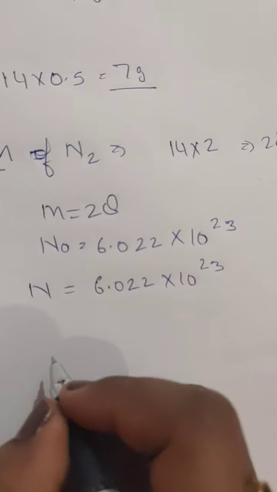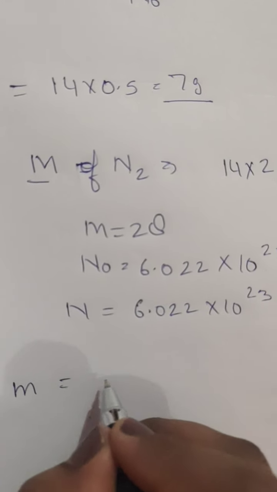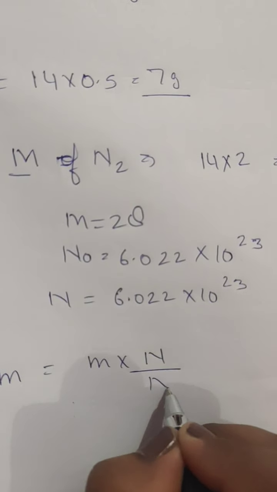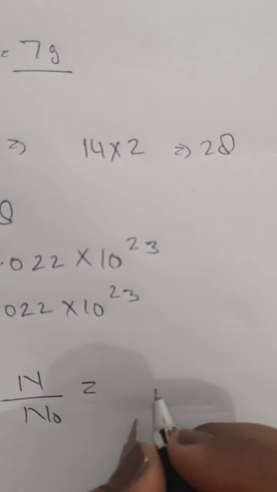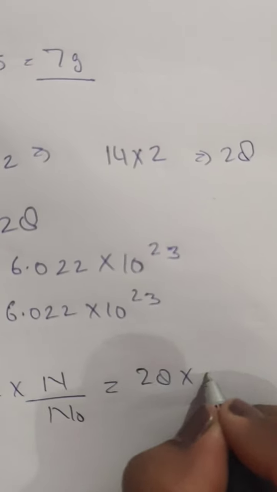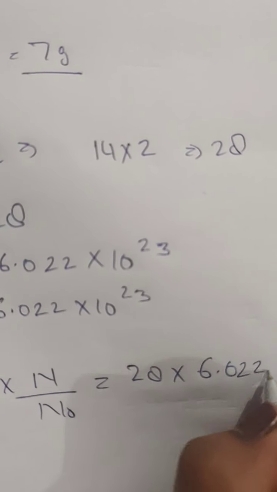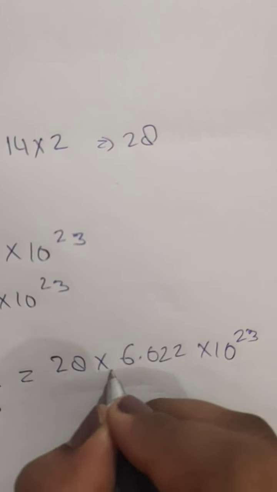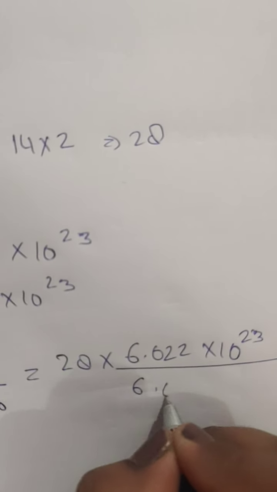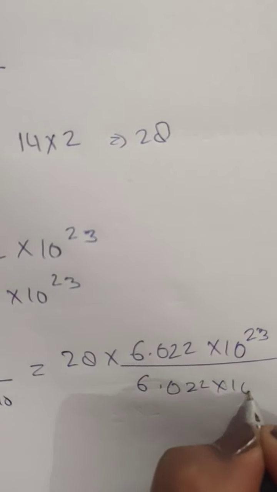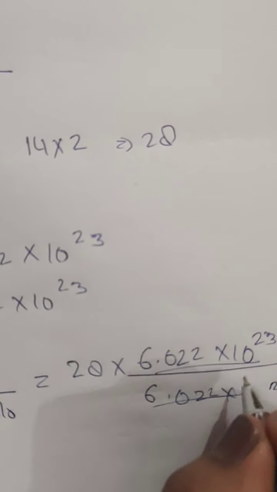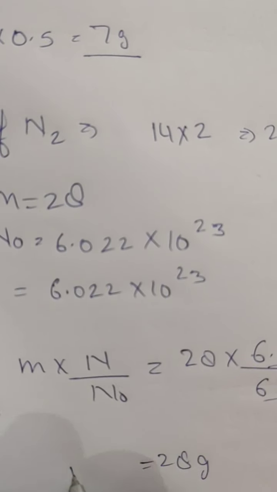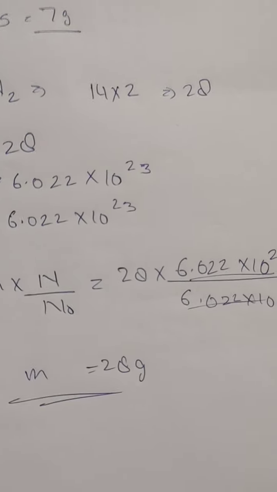Okay, so we'll place the value. So we have to find out m. m is M upon N naught, which is 28 into 6.022 into 10 to the power 23 upon 6.022 into 10 to the power 23. It will be cut, so it has to be 28 grams. I hope now it's clear.